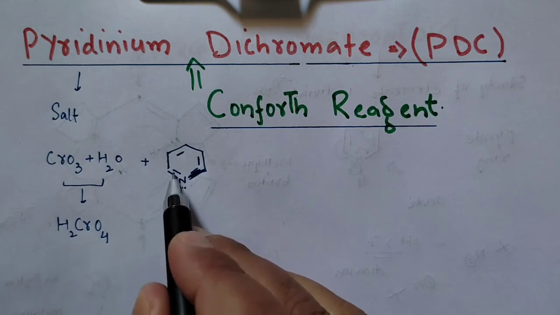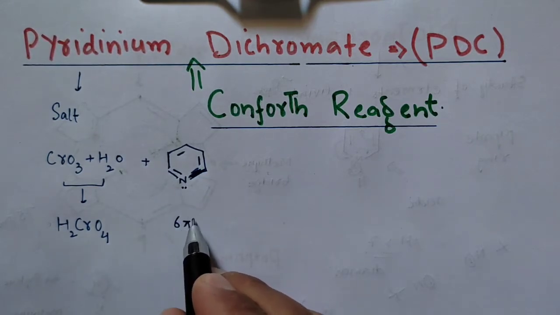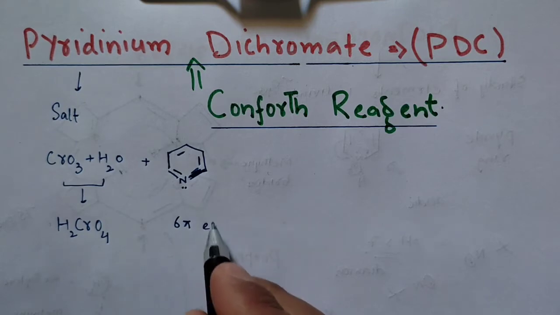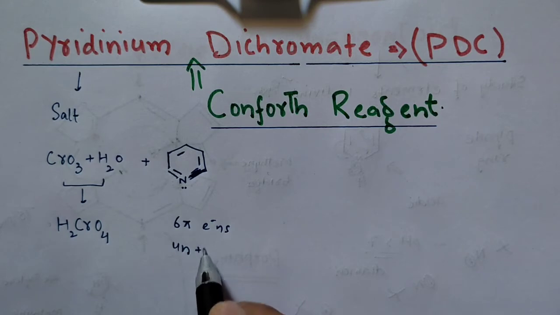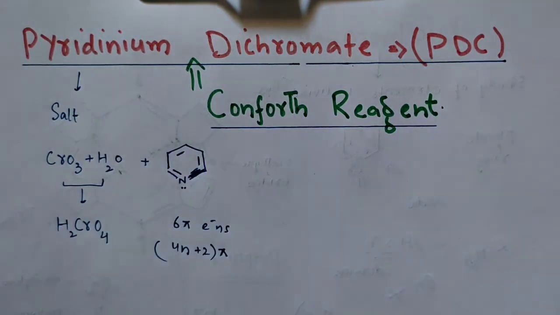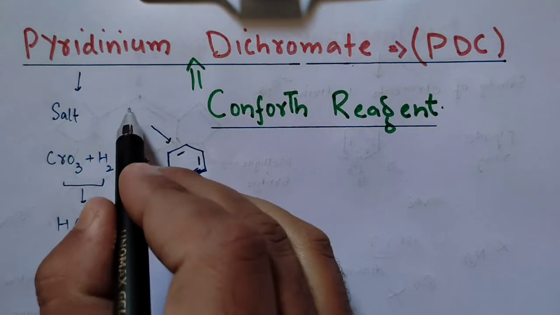So you have those 6 pi electrons. Take 6 pi electrons. So it obeys the 4n plus 2 pi rule. And all those 6 pi electrons are in conjugation. So you have basically aromatic character. So your pyridine is aromatic. This is interesting.